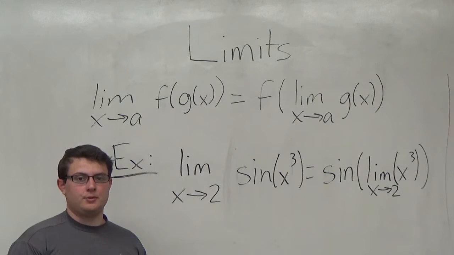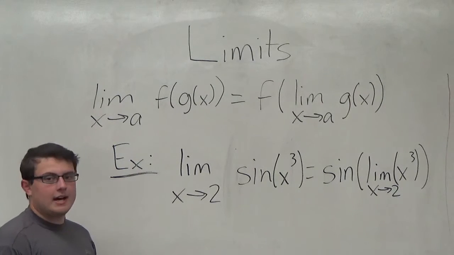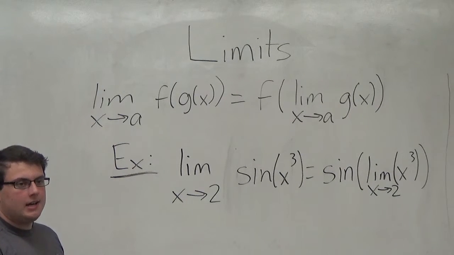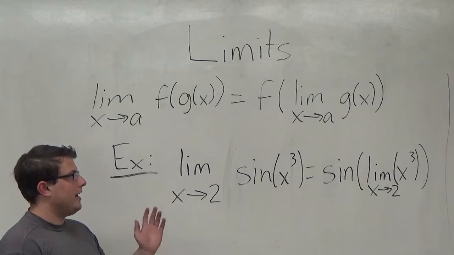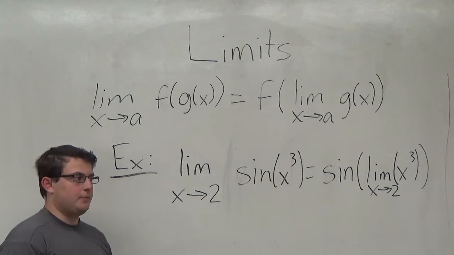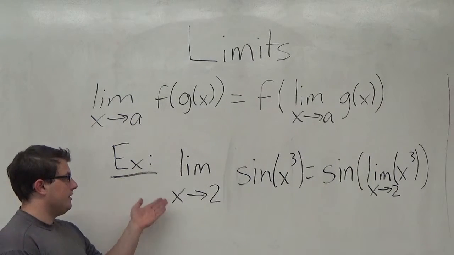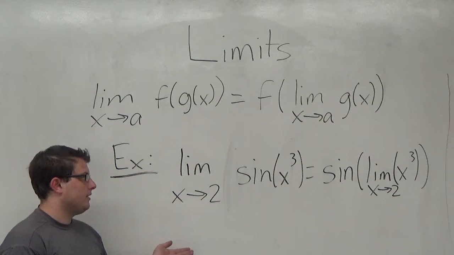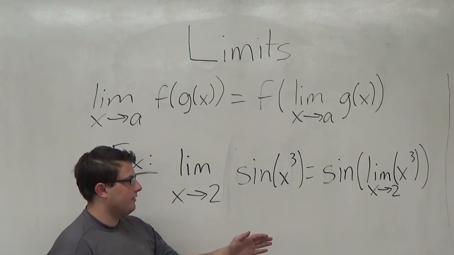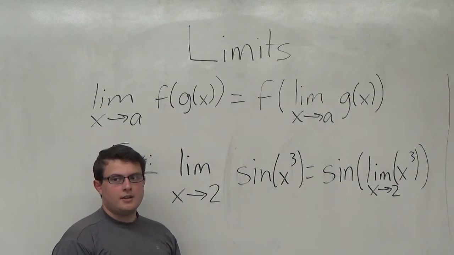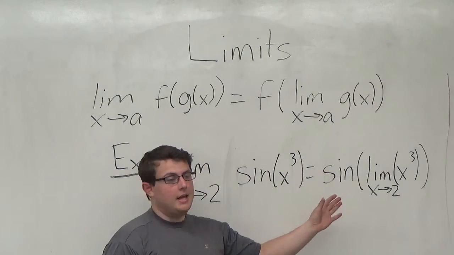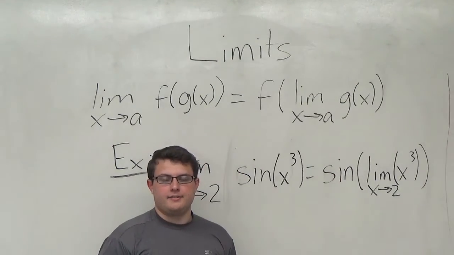The final limit rule I'm going to cover today in this video is the composition rule. What it says is that the limit as x approaches a of f of g of x is equal to f of the limit as x approaches a of g of x. This one's also pretty complicated, so I'm going to break it down for you. In this example, the limit as x approaches 2 of the sine of x cubed is equal to sine of the limit as x approaches 2 of x cubed. To evaluate this limit, you would find the limit as x approaches 2 of x cubed and put that value into the sine function to find the value of the limit.